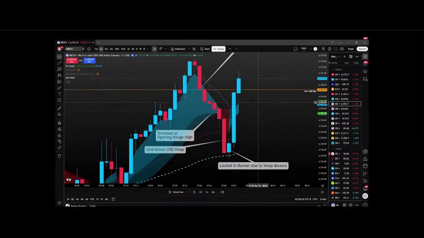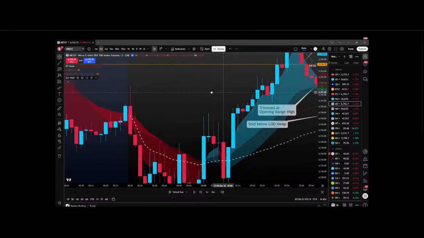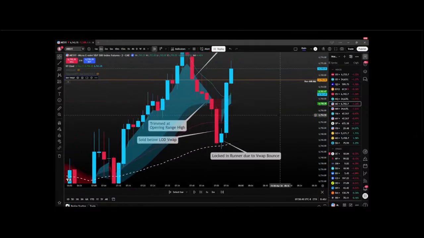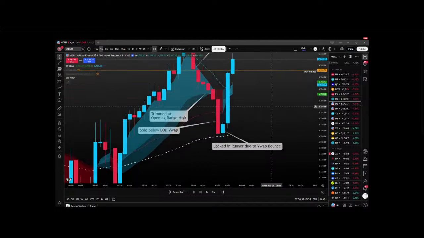Once structure started breaking down, I entered right here, and then we trimmed at the opening range high, which is set in the first 15 minutes. Once we broke below that, I took half my position off. Then it came back up, went back down, and just kept breaking down. Once it broke the low of day VWAP, that's when I put my limit order, and it broke down really quick and hit VWAP. I got out around this area, and once it bounced off VWAP, I waited, and then it bounced off and I got out.